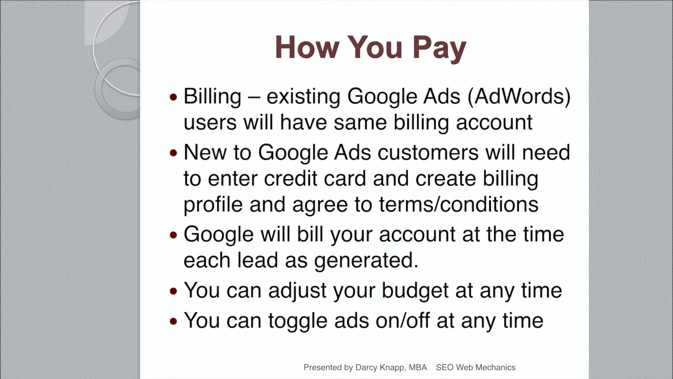Let's look at how you will pay Google. If you have an existing Google Ads account, you'll use the same billing account for your new Google Guaranteed account. If you are new to Google, then you're going to need to enter your credit card, create a billing profile, and agree to terms and conditions. Just follow the prompts. Google will bill your account as each lead is generated, and you can, again, adjust your budget at any time, and you can toggle ads on and off at any time once you've been approved.